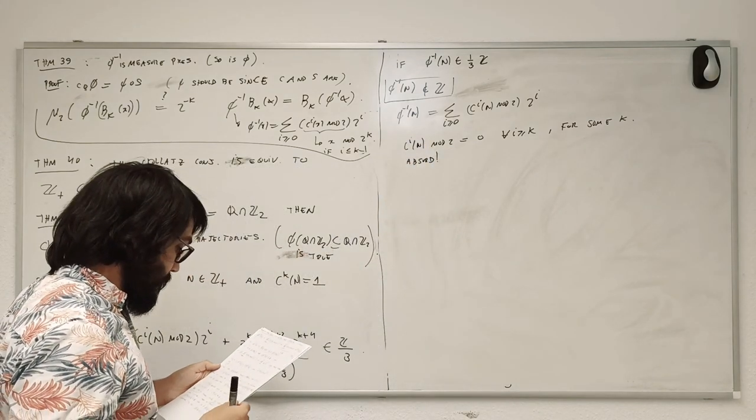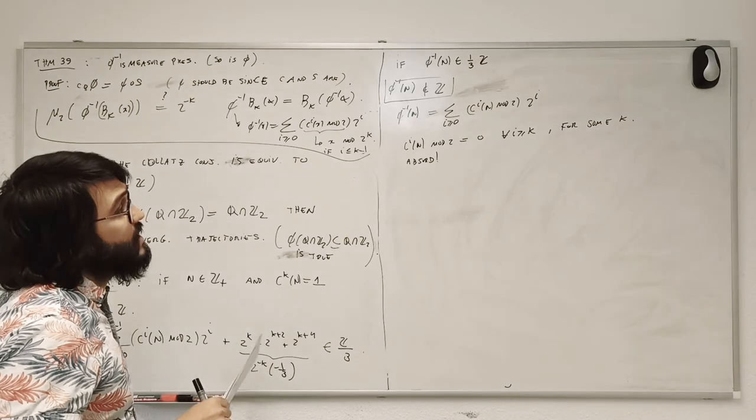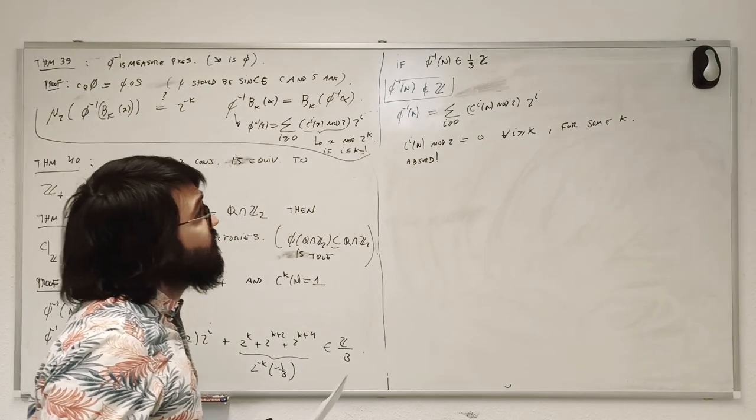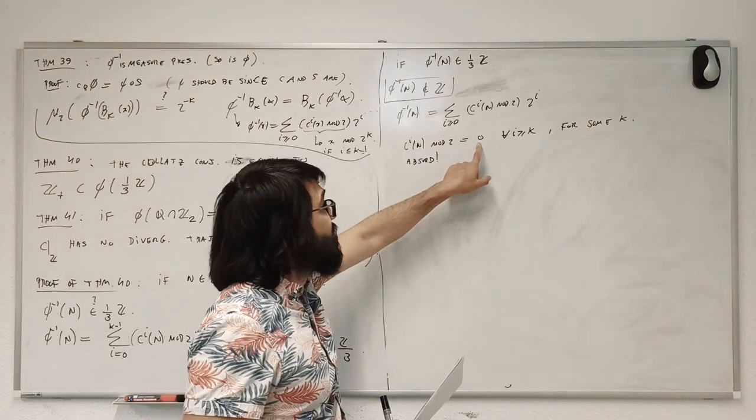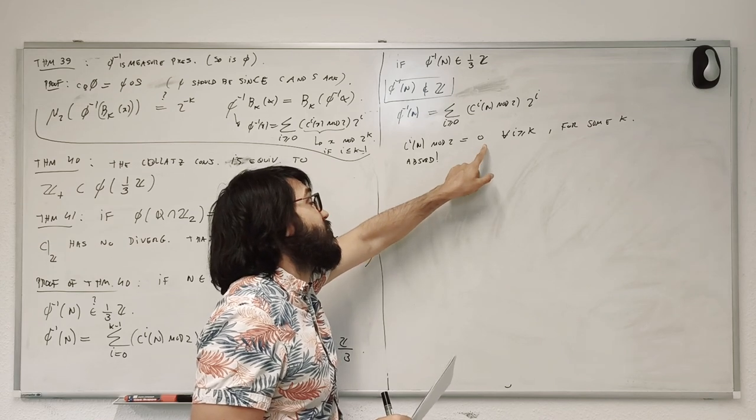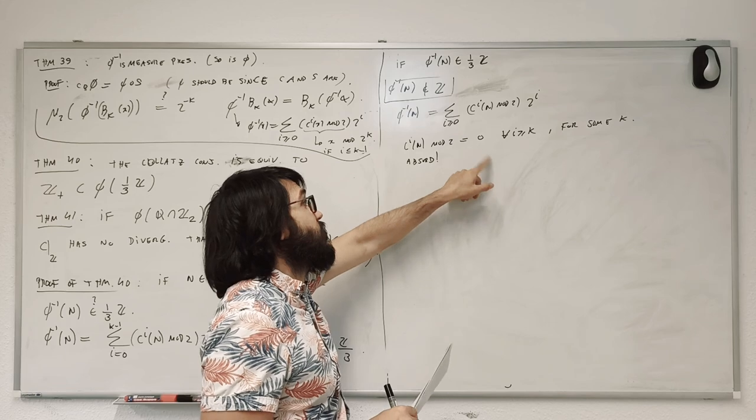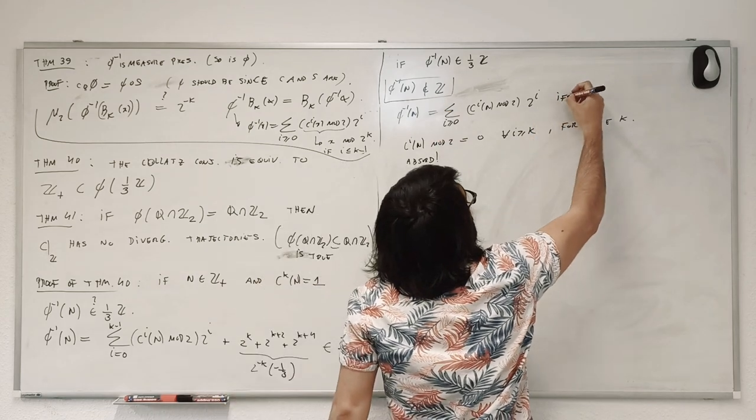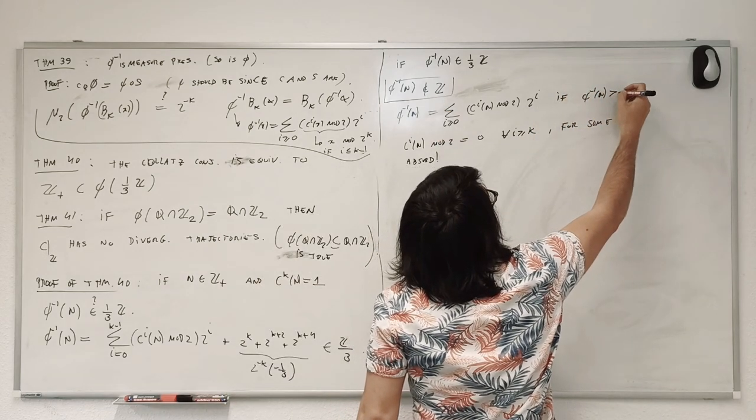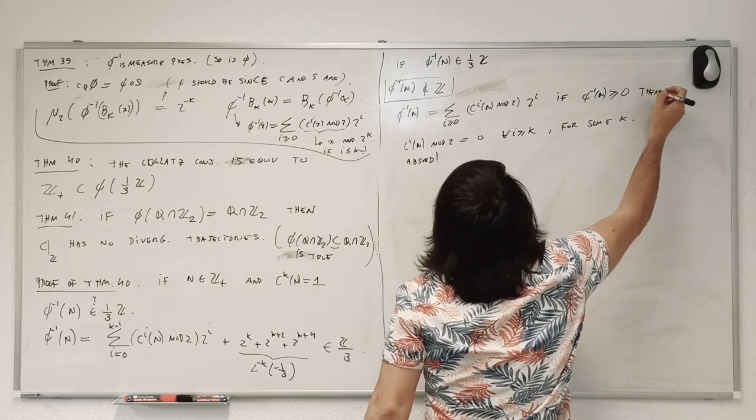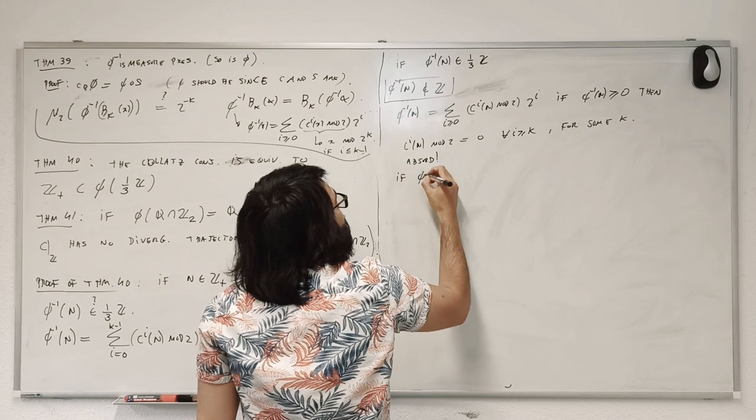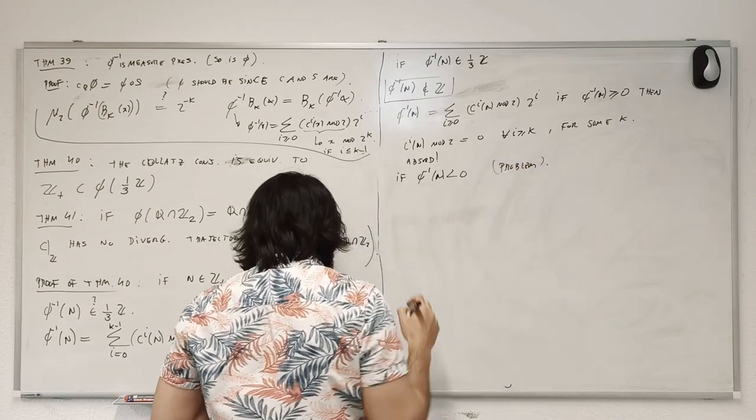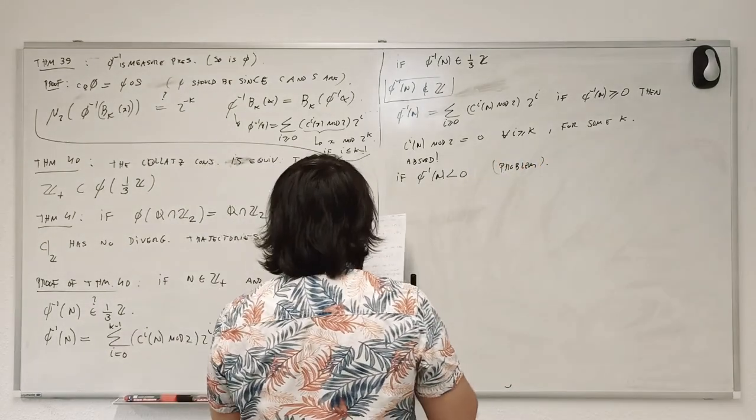If it's a negative integer, it could be the case that this gets into a certain loop, etc., but that will be a problem. So if phi minus 1 of n is greater than or equal to 0, then this can happen. If phi minus 1 of n is less than 0, problem. This actually just says 1, 2, 1.